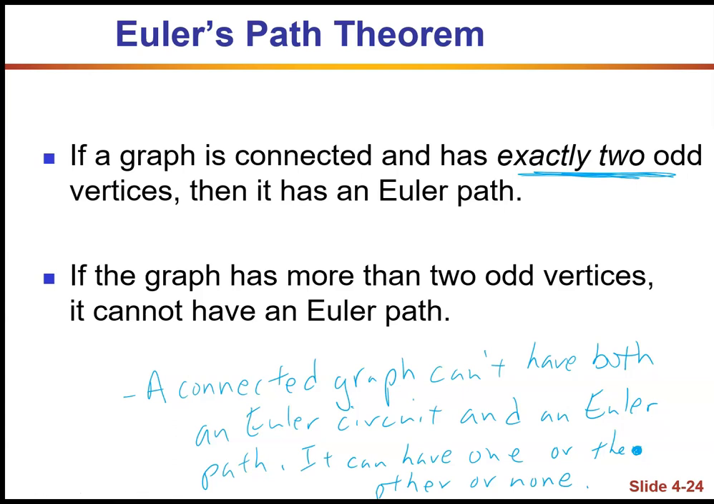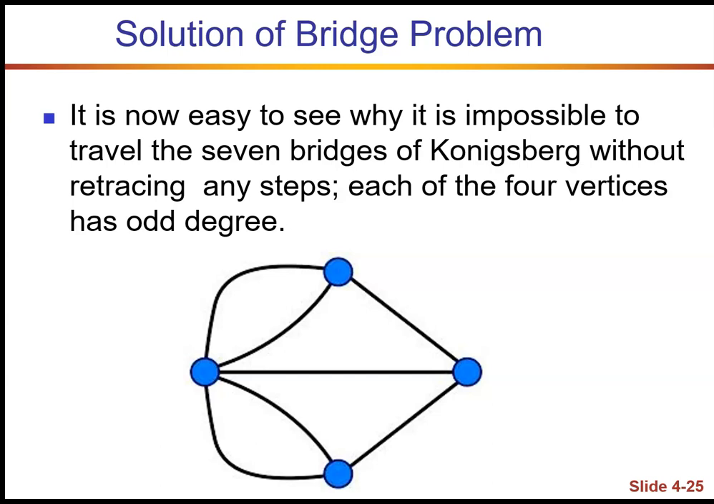Okay? So again, if we go back to our bridge problem, so here's our diagram. It is now easy to see why it's impossible to retrace your steps of each of these, because we have 4 vertices. We kind of already talked about 4 vertices have an odd degree. That's why there's no Euler circuit. There's no Euler path for that problem. Okay, all of those are odd.